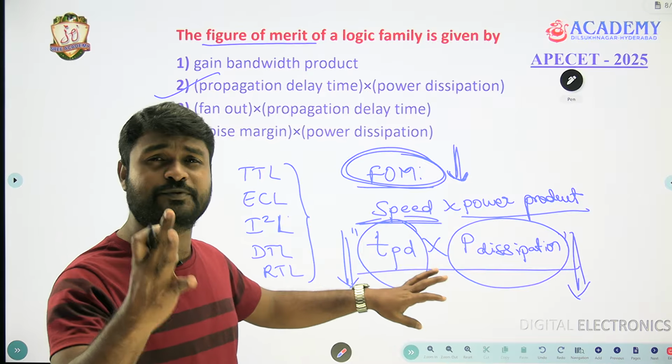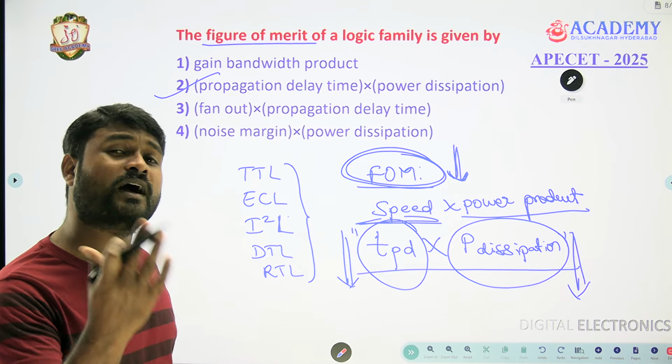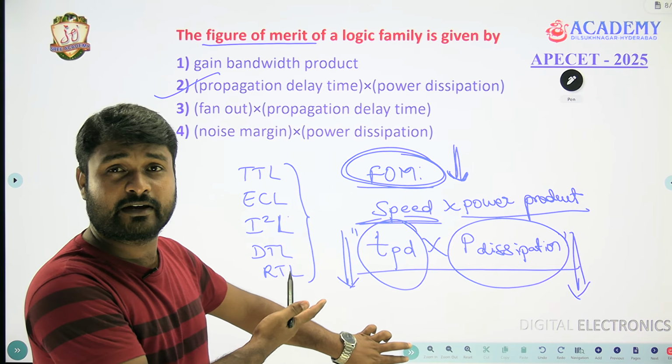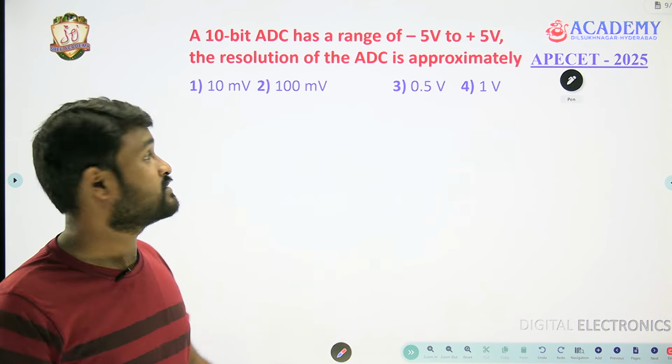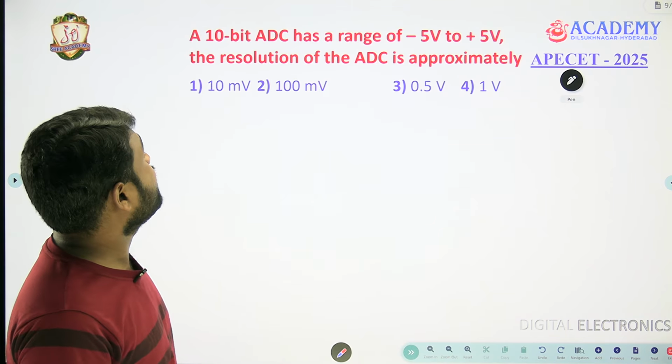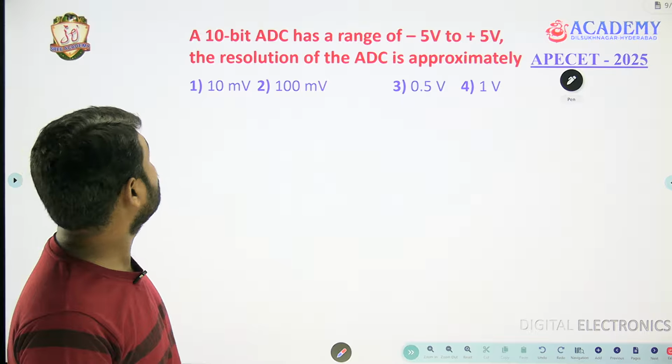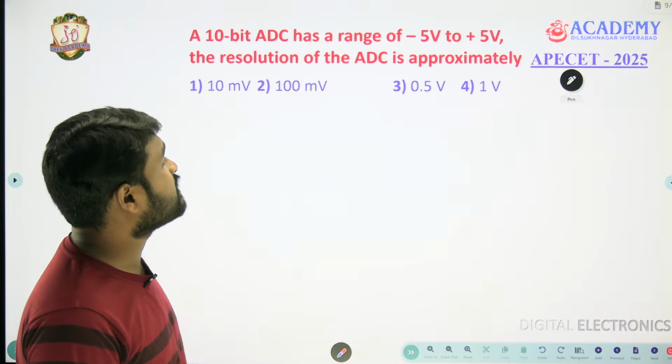Like this, very conceptual, easy questions. If you know the concept, you can answer. For this, nothing else is required. Speed, power, product: how fast it is, how much dissipation it is making. Simple. A 10-bit ADC has a range of -5 to 5 volt. The resolution of the ADC is approximately?